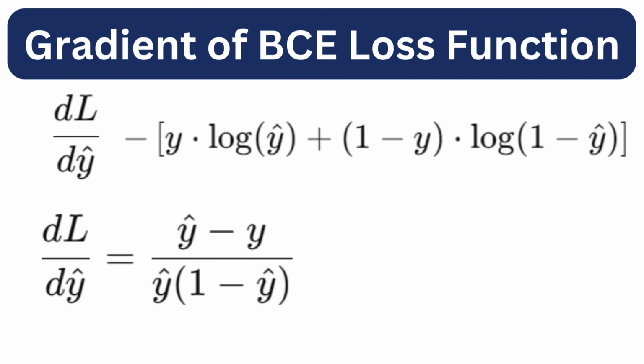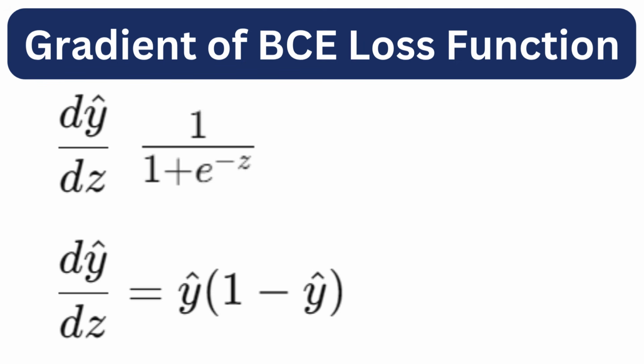Let's start with the derivative of the loss function with respect to y hat. The derivative of the binary cross entropy loss function with respect to y hat is equal to y hat minus y divided by y hat times 1 minus y hat. As we already know, the derivative of the sigmoid function is y hat times 1 minus y hat.